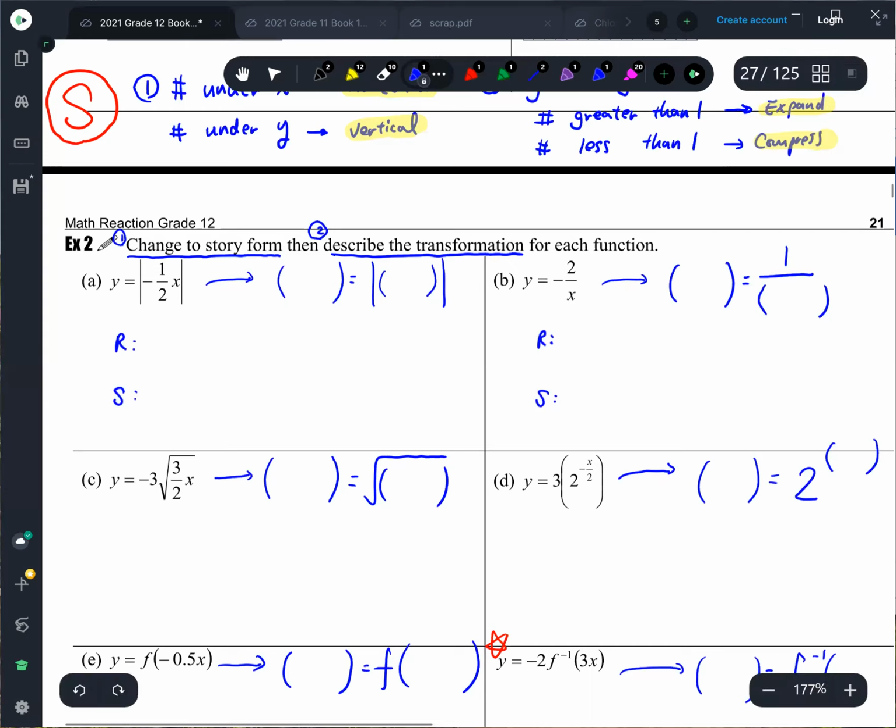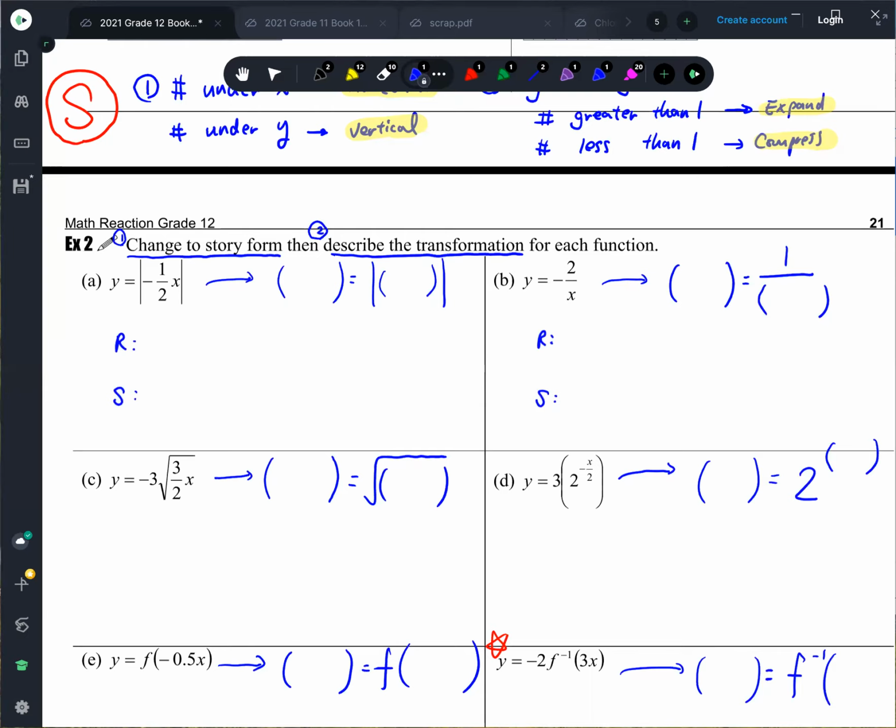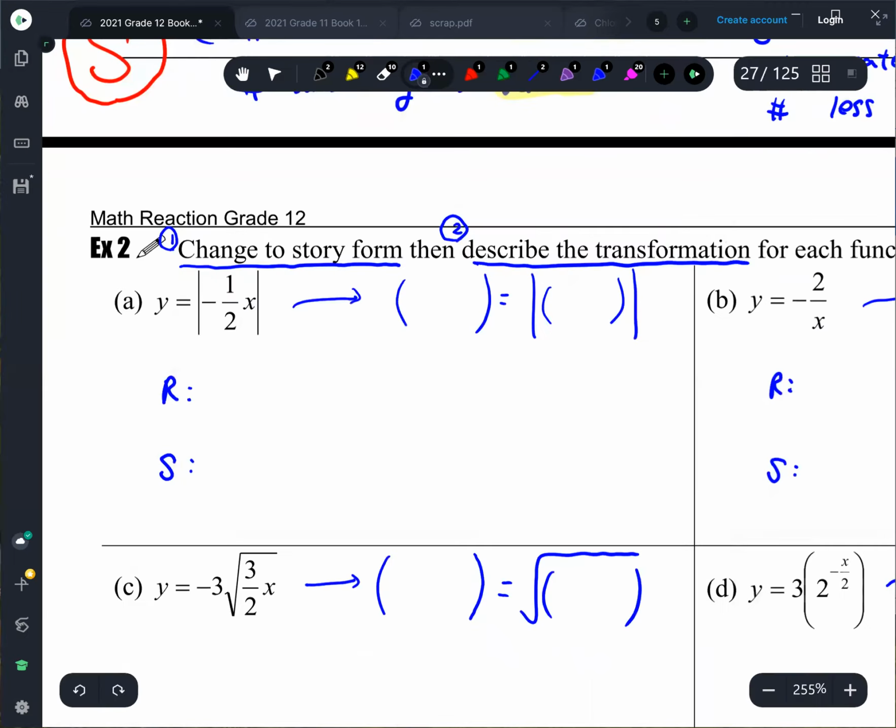Okay, I think we can check the standard form for A first, right? By now you should be all done with question A. Okay, Angela, what's your standard form for A? The equation. y equals x over -2. Yeah, very good.